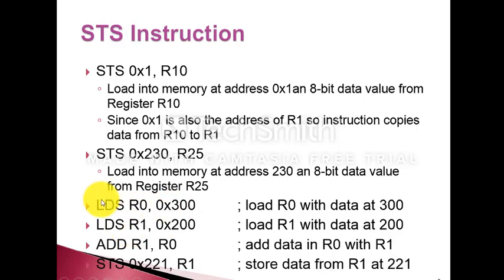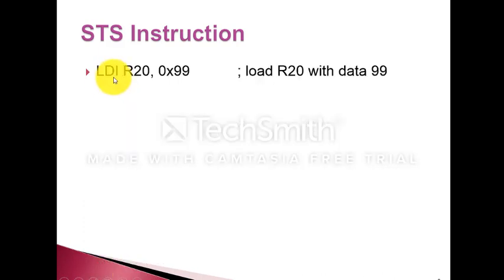What do these four instructions do? It takes data from 0x300 to R0, then it takes data from the 0x200 memory location to R1, then adds both data and stores the result back to R1, and then stores that result to the 0x221 memory location by using the STS statement. Now LDI. LDI stores 0x99, a hex value of 99, to R20.